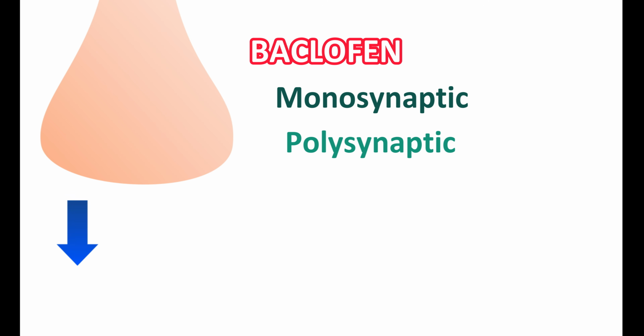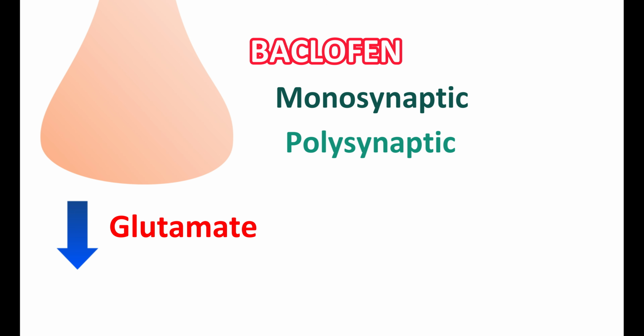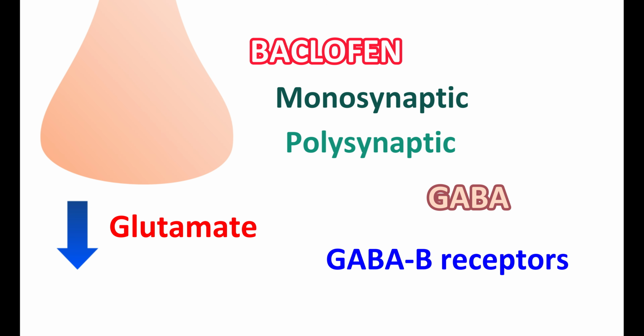Baclofen reduces the release of excitatory neurotransmitters like glutamate. This reduces the neuronal activity and muscle contractions. Baclofen is a structural analog of one of the neurotransmitters, GABA, gamma-aminobutyric acid. Because of structural similarity, it can act on the GABA-B receptors, thereby it produces inhibitory response.